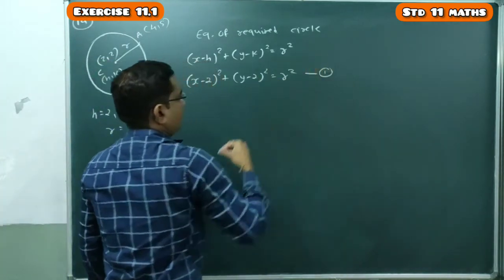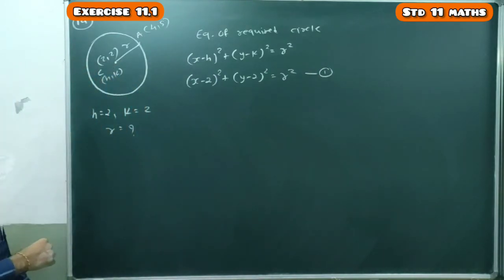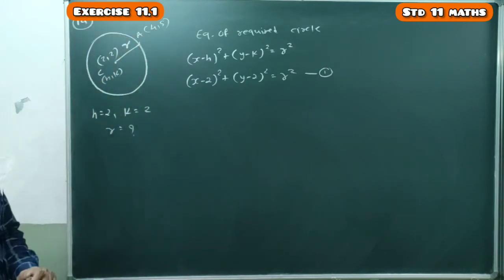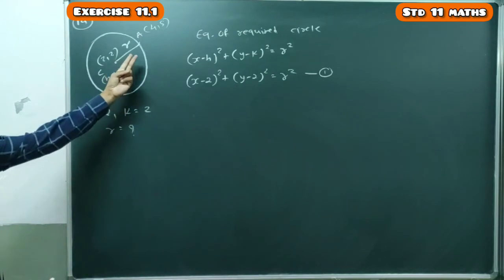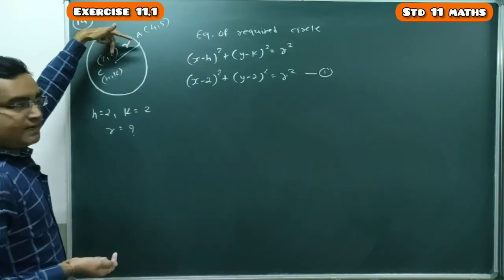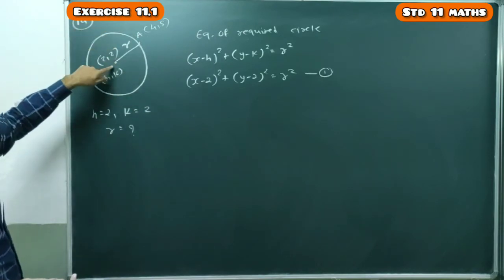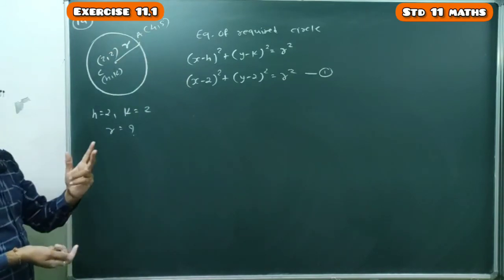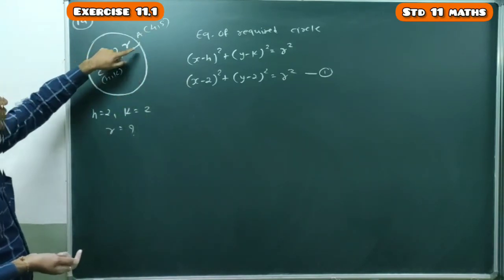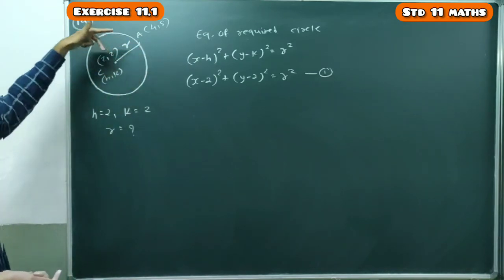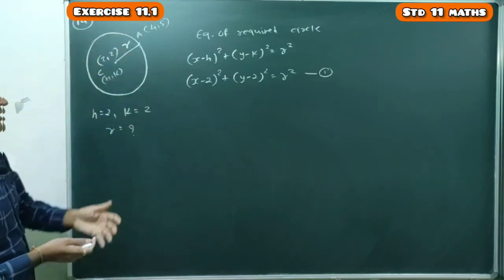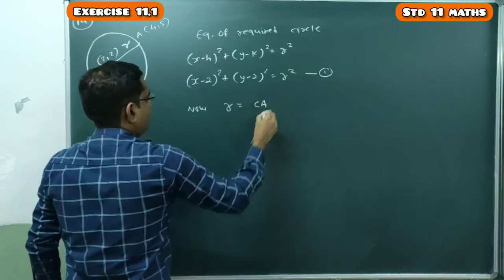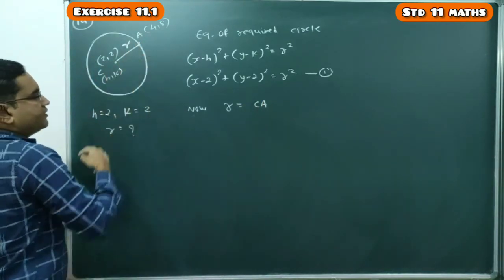See this one as equation number 1. Now tell me, find the value of r. So what is r? r is nothing but the radius. And what is the definition of radius? The radius of the circle is nothing but the length of the line segment joining the center of the circle to any point on the circle. So this r is nothing but the distance between these 2 points, C and A. C is the center of the circle, A is any point on the circle.